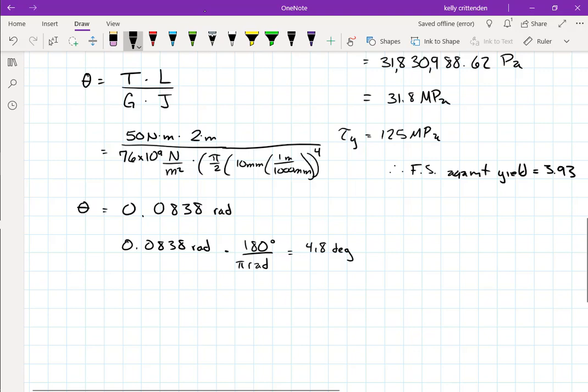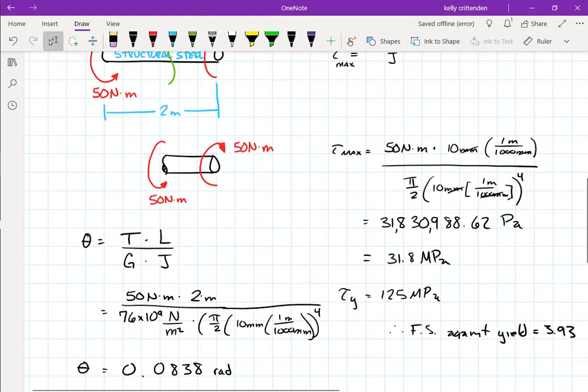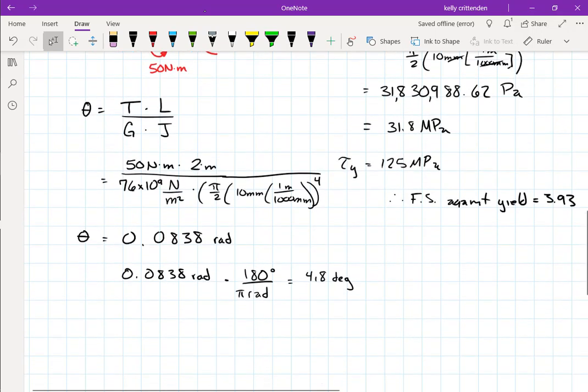So that's not a tiny amount, but it's not a whole lot. You've got a nearly 8-foot long, pretty large diameter, almost an inch diameter steel rod of some kind that has a torque applied to it, and from one end to the other it twists 4.8 degrees. So that's kind of the way that this process is going to work.